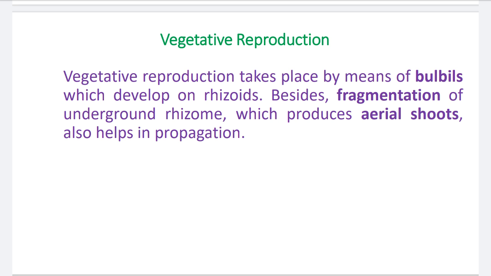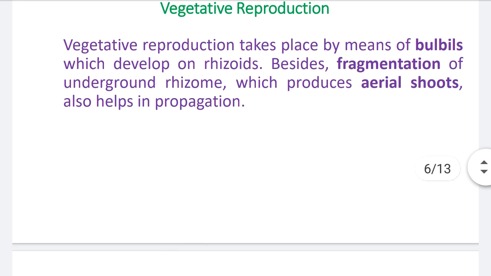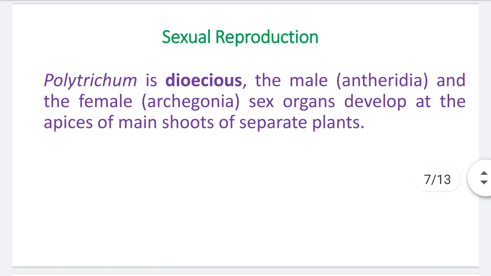So vegetative reproduction is caused by bulbils which are produced by underground rhizoids, and another one is the fragmentation which is caused by the underground rhizome. Now the sexual reproduction in Polytrichum.